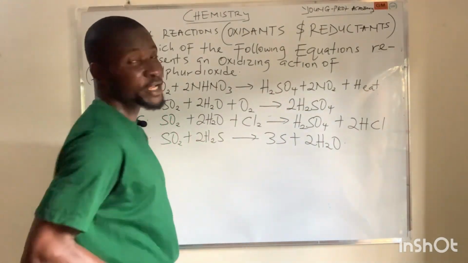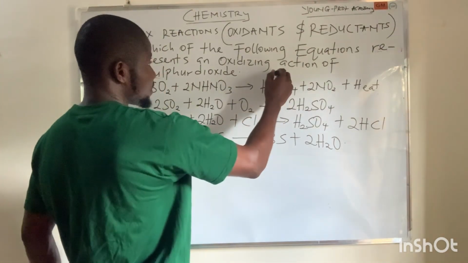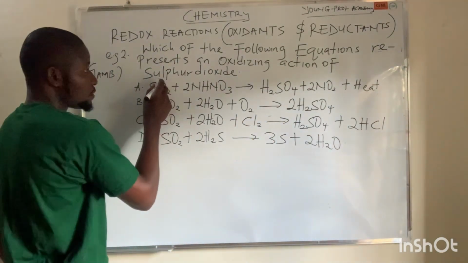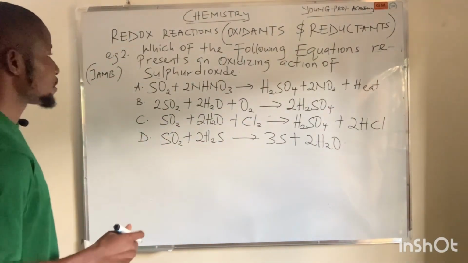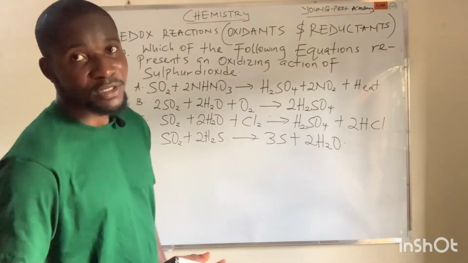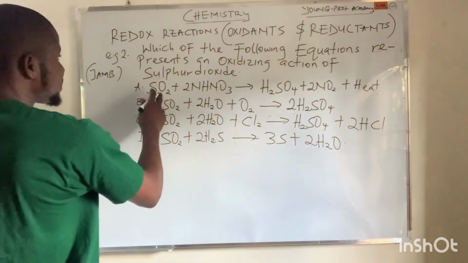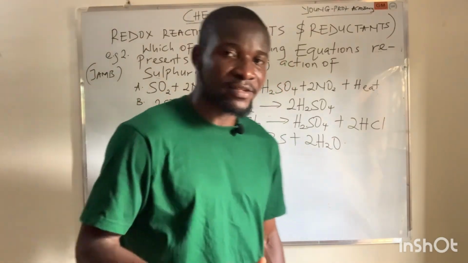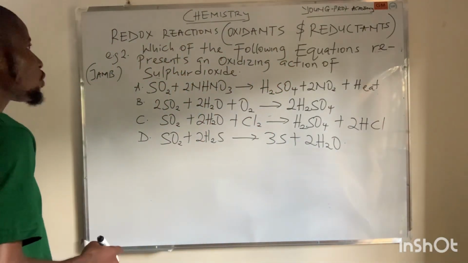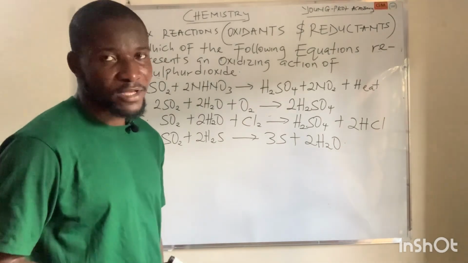Definitely this is sulfuric acid, oxosulfate 6 acid. The oxidation number of this sulfur here is 6. So now 4 to 6 is an increase, and that means it is undergoing oxidation, and any particular element that undergoes oxidation is itself a reducing agent. But the question says, which of the following equations represents an oxidizing action of sulfur dioxide?